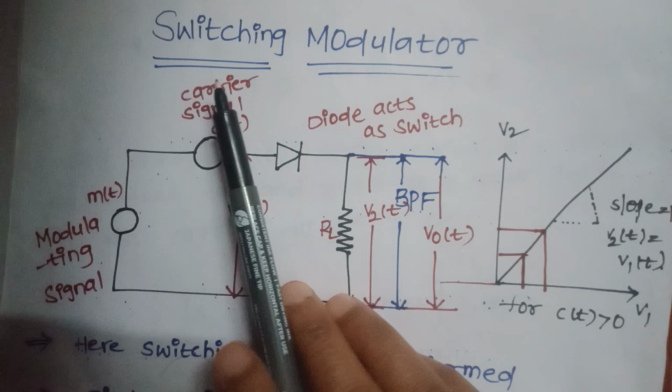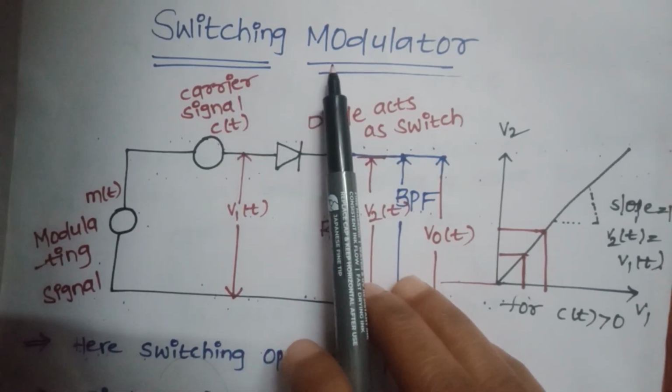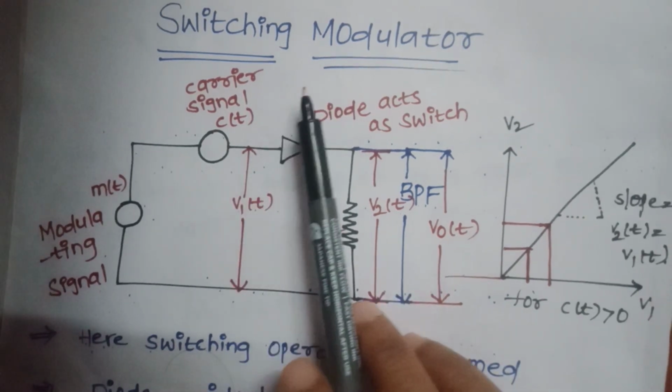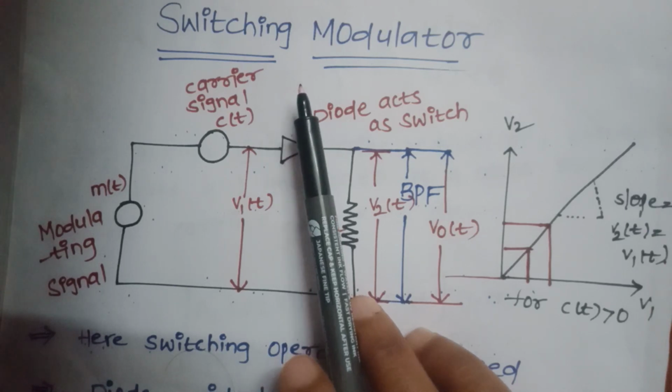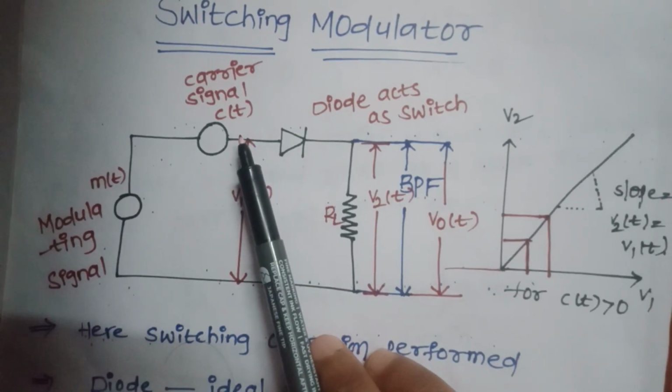Next our topic is the switching modulator. The switching modulator is used to generate the AM signal. In this modulator we can replace the multiplication operation with the switching operation. For that, we use the following elements.